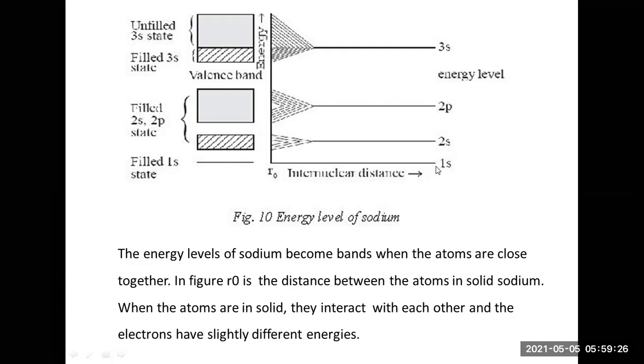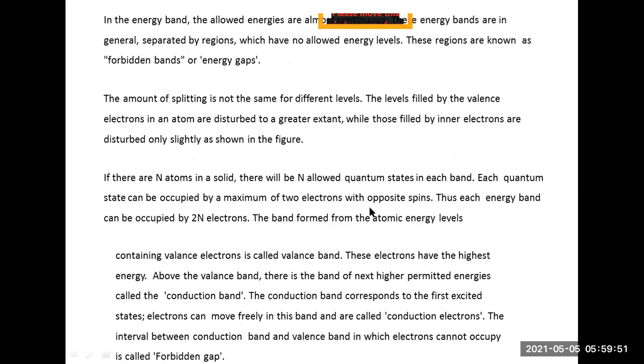You can see that a completely filled state, 1s2, then this is also completely filled, 2s2, and here you'll find there will be 2p and so on up to 3s. You can have more examples, but what we are trying to do here is just take two to three different electronic configuration values. So what will happen here? In the energy band, allowed energy bands are almost continuous.